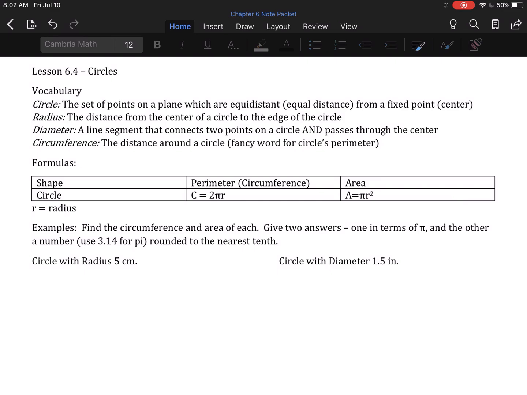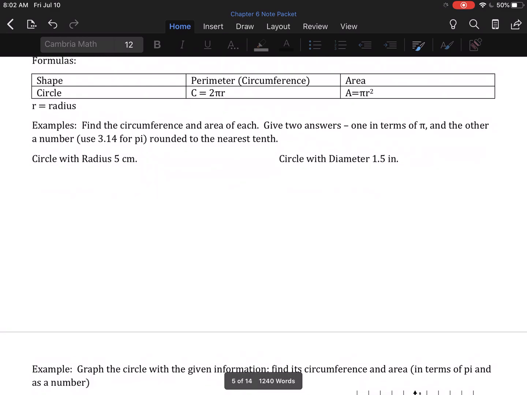Sometimes we'll be given a diameter. That's not a problem. To change diameter to radius, we cut it in half. And then our formulas are simply circumference is 2 times pi times r, and area is pi times r squared. So we're going to find the circumference and area of each. And for each one, we're going to give the answer 2 ways. One in terms of pi, and the other as a number, where we'll use 3.14 for pi and round that off to the nearest tenth.